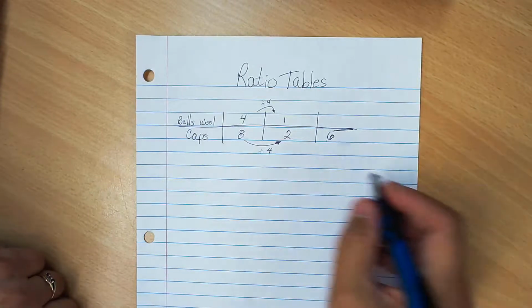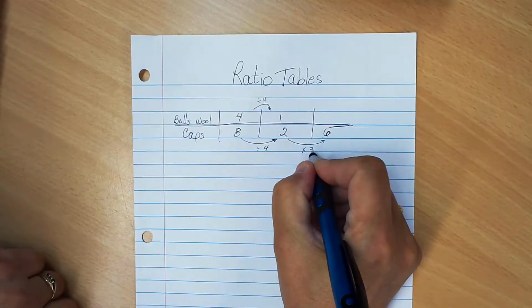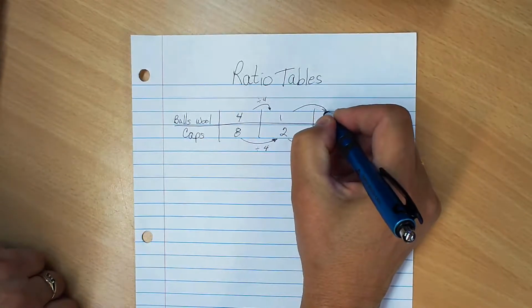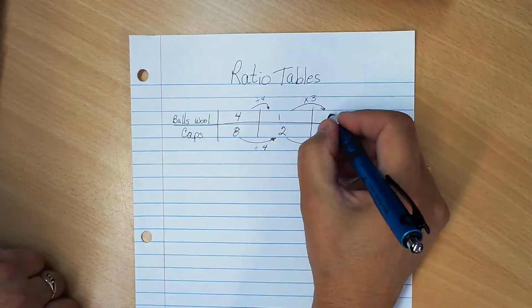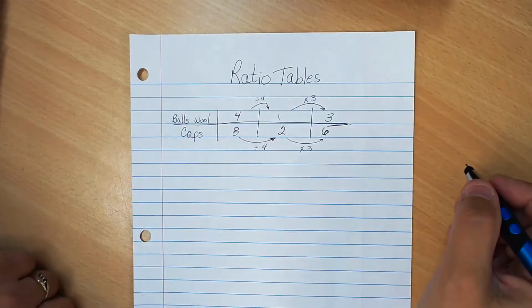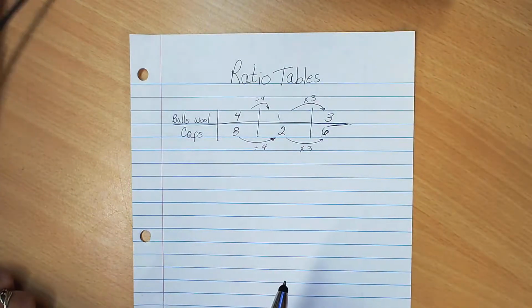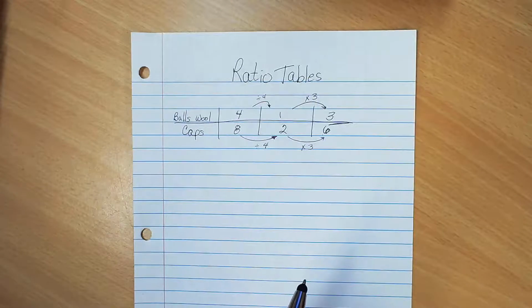Now we're on that bridge, we can go from 2 to 6. So 2 times 3 equals 6. So we do what we did to the bottom, we do the top. We multiply it by 3. 1 times 3 gives me 3. So my equivalent ratio would be 3:6. That's how many balls of wool it will take to make 6 caps.